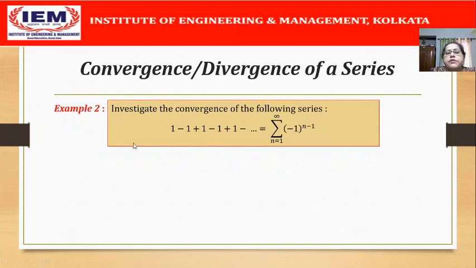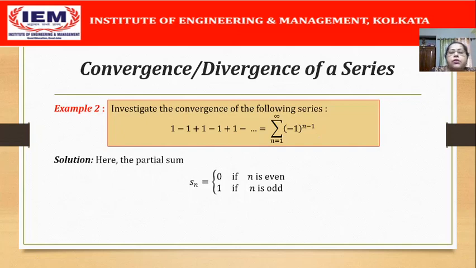Investigate the convergence of the series 1 minus 1 plus 1 minus 1 plus 1 minus 1 and so on, which in concise notation may be written as summation n equal to 1 to infinity minus 1 to the power n minus 1. Of course, here also we have to look into Sn first.